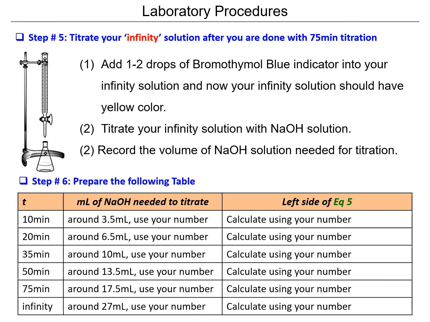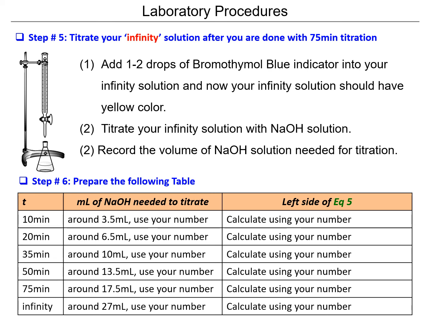All right, once you have all your values, your 5, and then once those are done, you can do the infinity. You're going to take the same process. You would take 10 milliliters out of the infinity solution. You would titrate that with your sodium hydroxide, recording the volume used when it turns green.